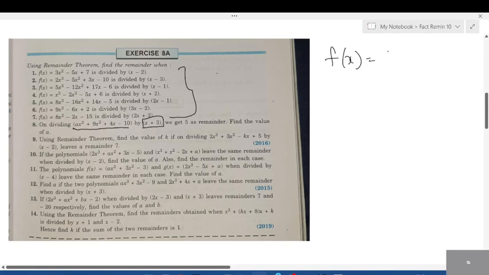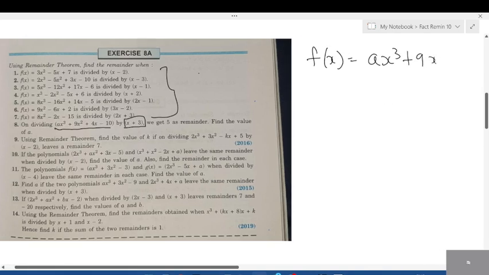Unmute all of you, unmute and answer. X cube plus 4x minus... This is the equation given. Okay, what is the divisor? X plus 3 is equal to 0. Where 5 is given? 0.